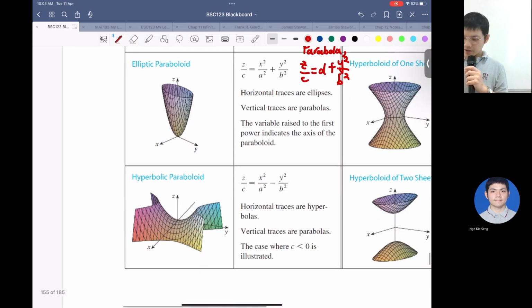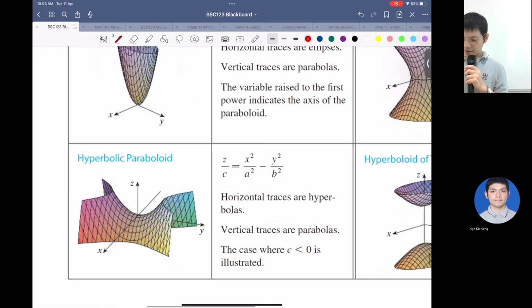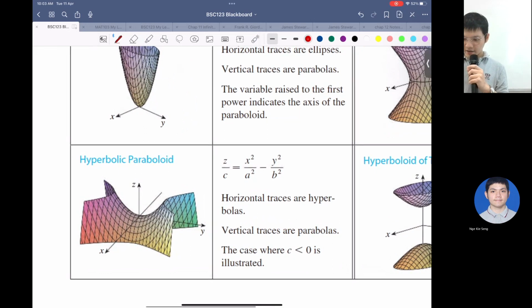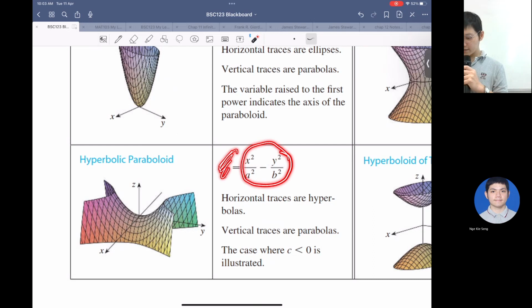And then next is the hyperbolic paraboloid. This one is a bit harder to see, but if you don't look at this z over c, this part here should remind you of the parabola. So you have a parabola inside this curve here.